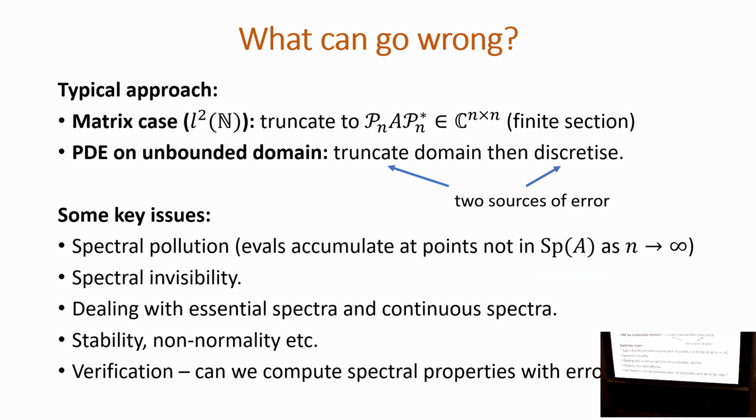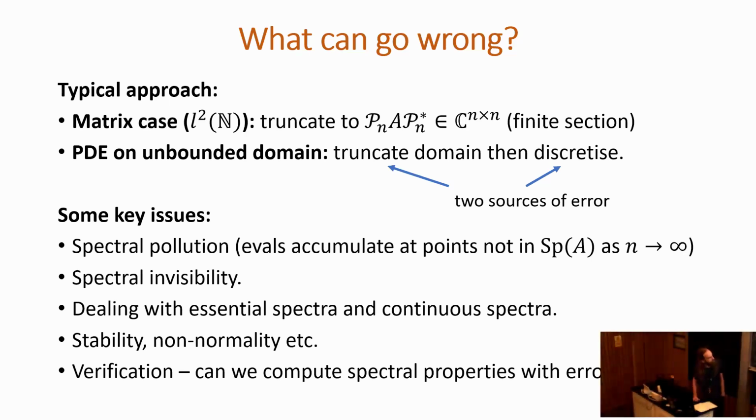So the sort of naive approach to finding the spectrum is to do a finite section method. This actually doesn't really work too well. It fails quite catastrophically in almost all cases. Not least because we have a square truncation instead of a rectangular, an adaptive rectangular one.